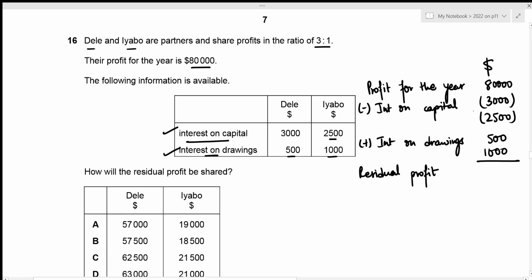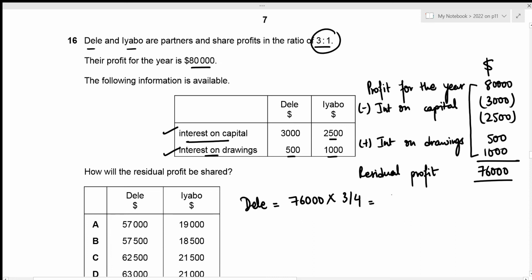That is the sum of these 5 amounts. So that's 80,000 minus 3,000 minus 2,500 plus 500 plus 1,000, which results in 76,000. Now we need to divide it among our partners on the basis of this ratio, that's 3:1. So for Dele, they will receive 76,000 times 3 parts out of 4 parts, so that's times 3 by 4, which results in their share of profit to be 57,000.